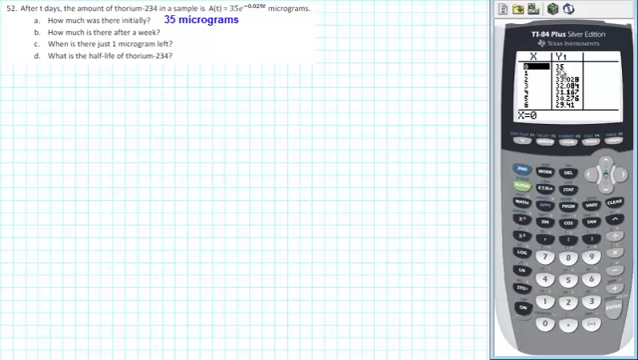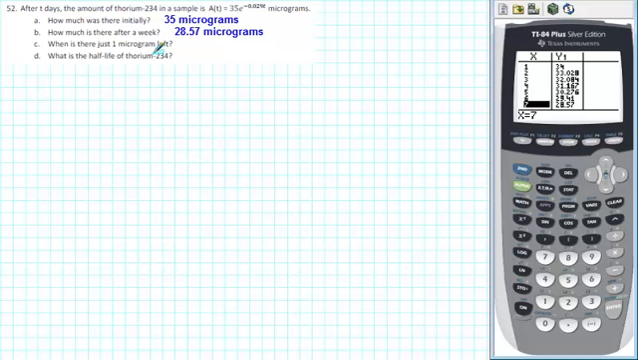How much is there after a week? And we just scroll through the table until we get to 7. And we see that after 7 days or 1 week, there are 28.57 micrograms.